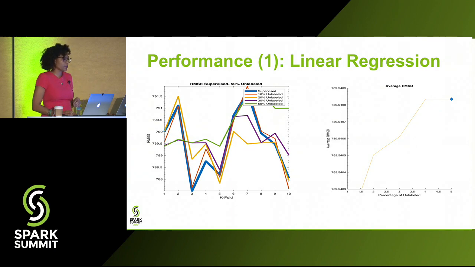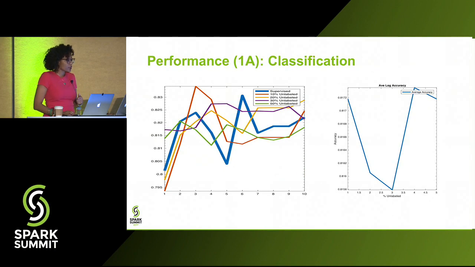And so this is the linear regression case. The classification was even better. Traditionally, unsupervised tasks are geared towards classification, so going into the continuous, non-discrete spectrum of data is a little bit off.